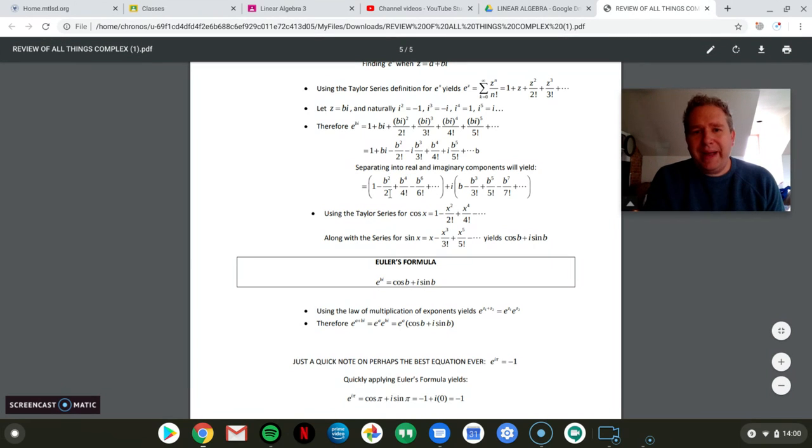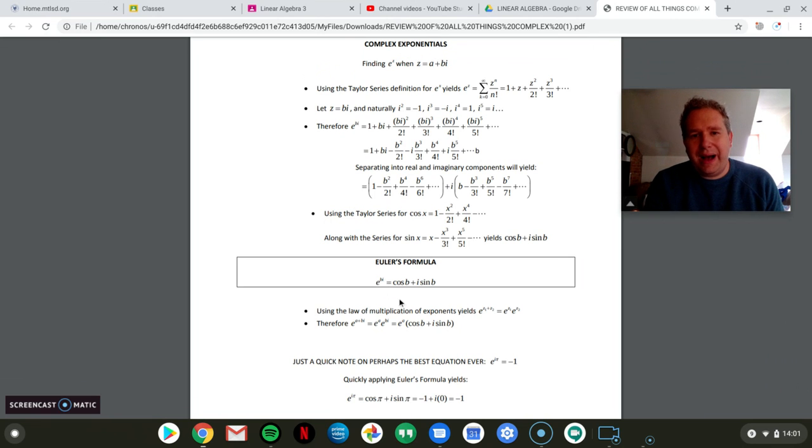So if you separate them out, this is the 0 power, 2nd power, 4th power, 6th power, and odd powers over here. Factor out the i, and it works out perfectly that what you have left after you've factored out the i is the Taylor series for cosine and the Taylor series for sine. So Euler's formula says, if you take e to the bi, just using this Taylor series, this is cosine b plus i sine b.